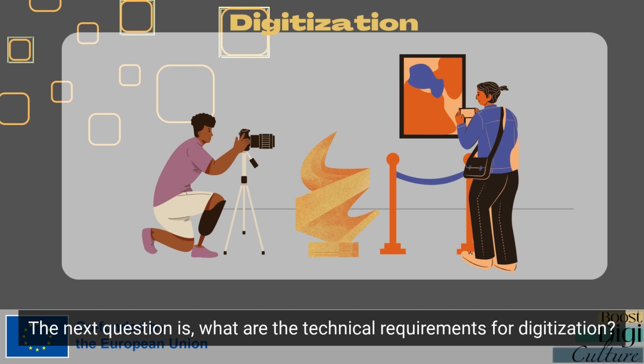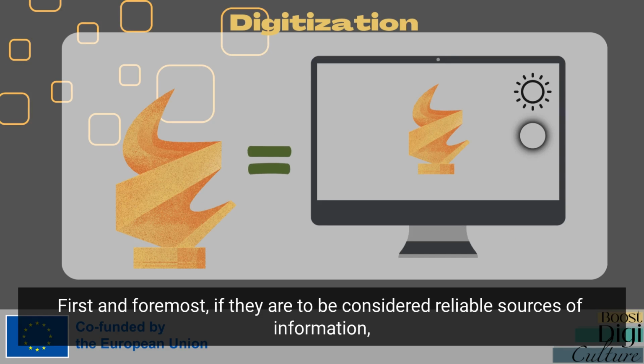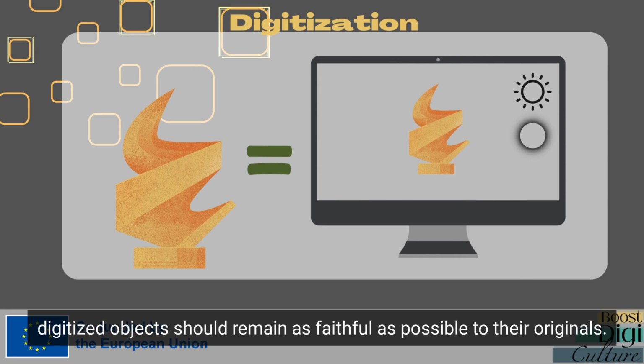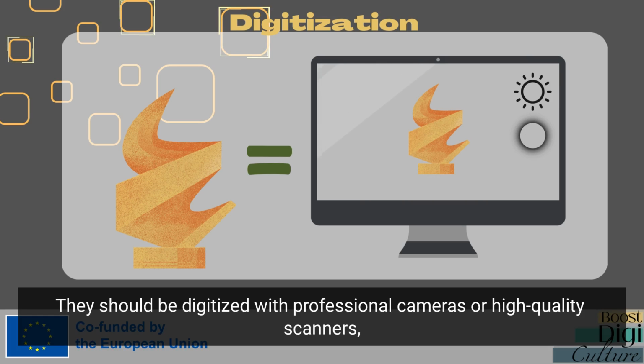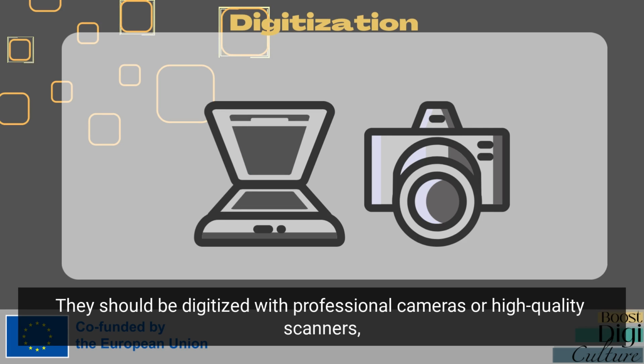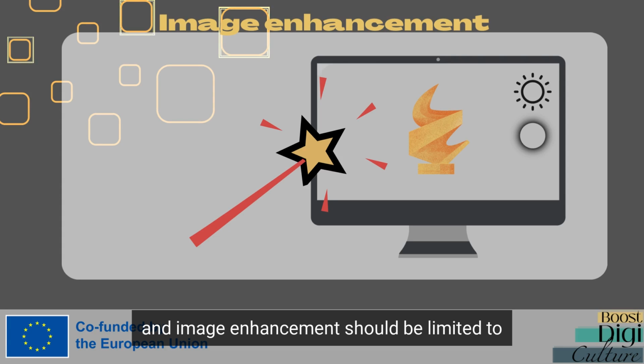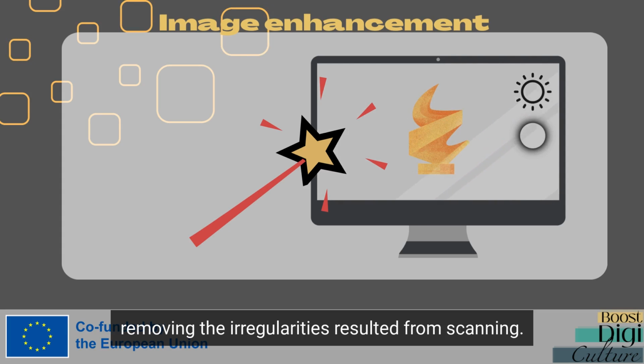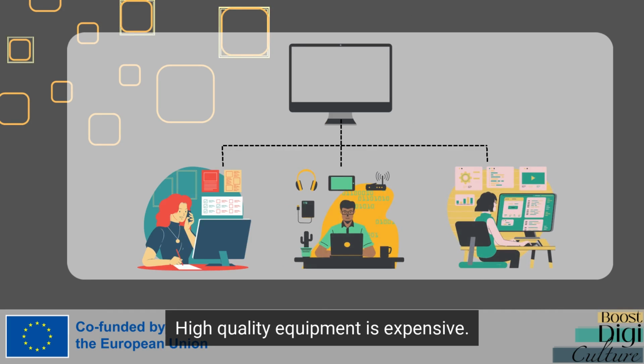The next question is what are technical requirements for digitization? First and foremost, if they are to be considered reliable sources of information, digitized objects should remain as faithful as possible to their originals. They should be digitized with professional cameras or high quality scanners, and image enhancement should be limited to removing the irregularities resulted from scanning. High quality equipment is expensive.